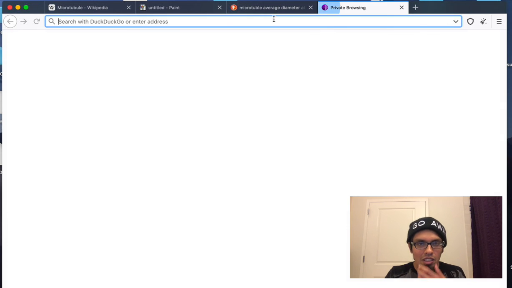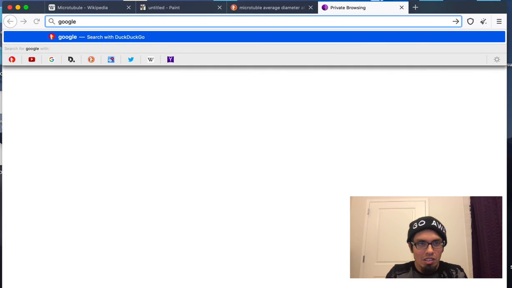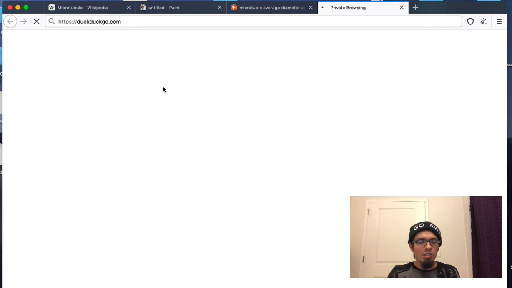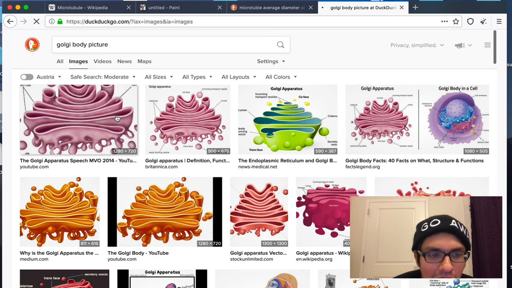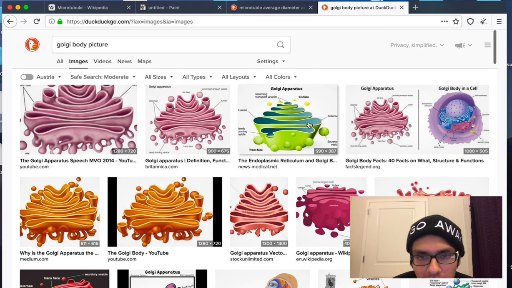And just for fun, let's take a look at a Golgi body picture. Okay, so you want to see what the Golgi body kind of looks like. The Golgi apparatus looks like this, like a pancake-looking thing. Okay, that's the traditional explanation for it. It has incoming transport vesicles and outgoing transport vesicles. It also has a cis face and a trans face, which I'm learning more about.